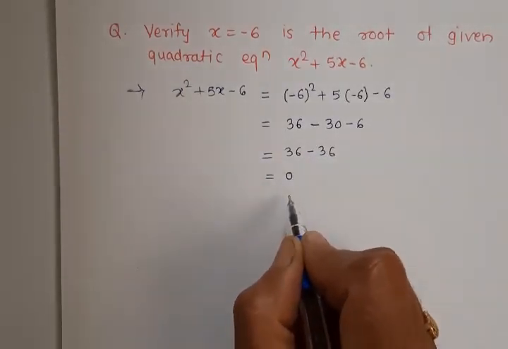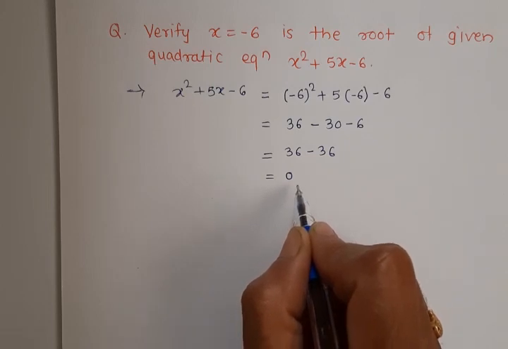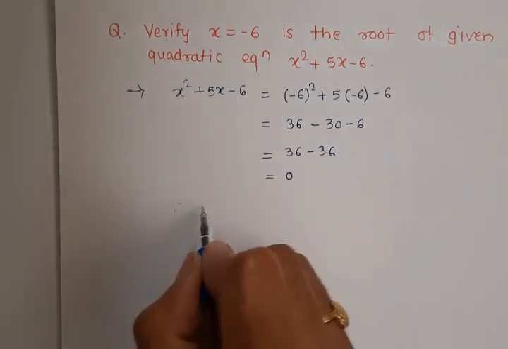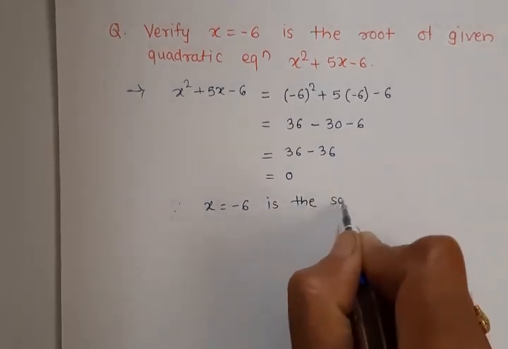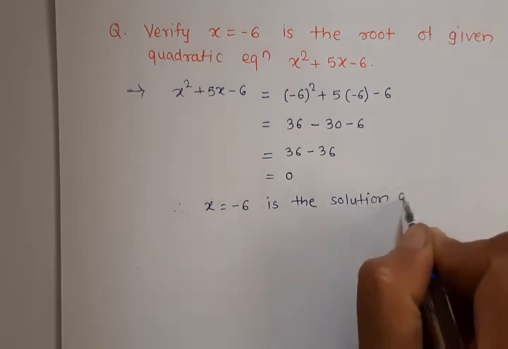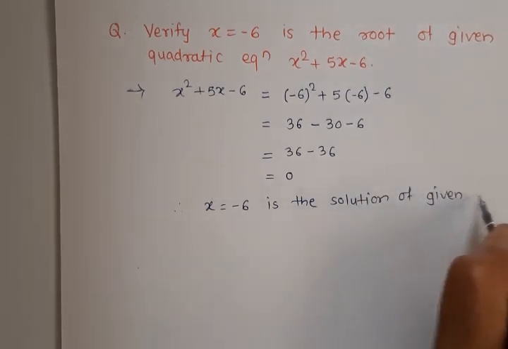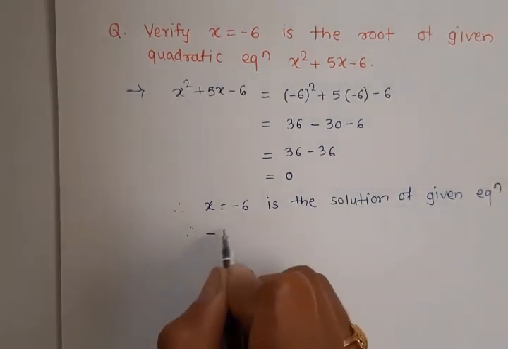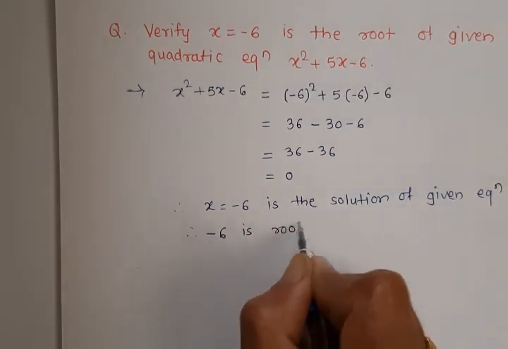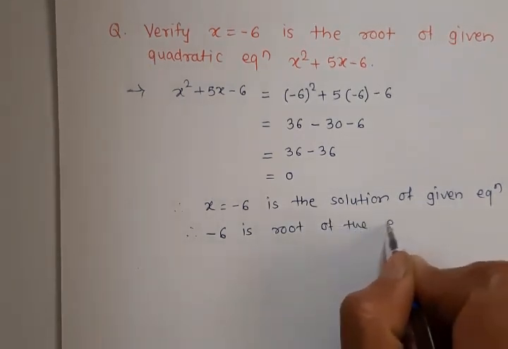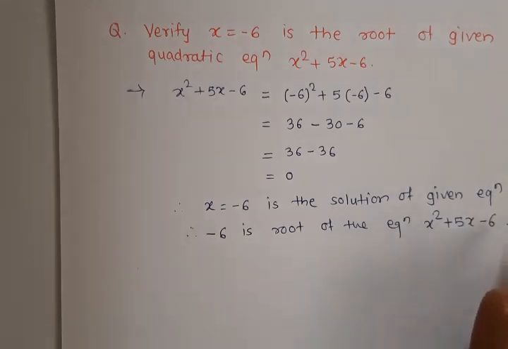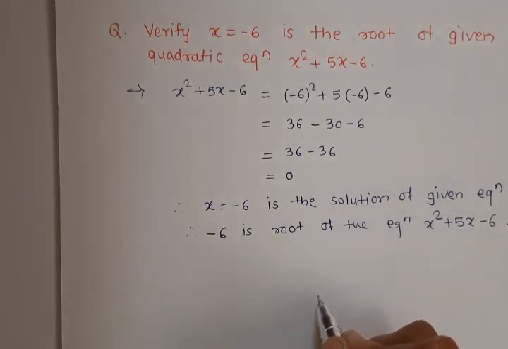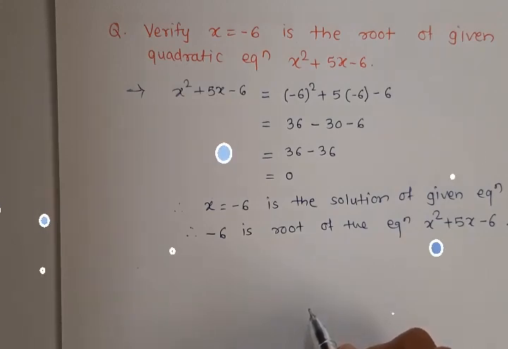That means it satisfies the equation. The value of that equation is equals to 0. So we can say that x equals to minus 6 is the solution of the given equation. Therefore, minus 6 is root of the equation x square plus 5x minus 6. In this way, you can identify the root of given quadratic equation. Now we will discuss practice set 2.1.